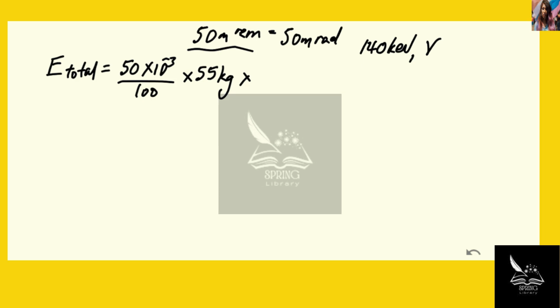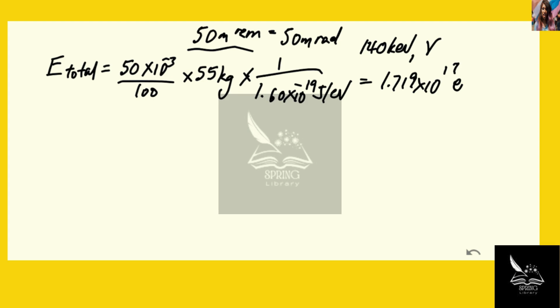And then because it is now in terms of joules, it would be better to convert it into electron volts, since the energy of our gamma rays is in terms of electron volts. So to convert that, we divide by 1.6 times 10 to the power of minus 19 joules per eV. And we should get a value of 1.719 times 10 to the power of 17 eV. So this is the total energy that can be absorbed by our patient.